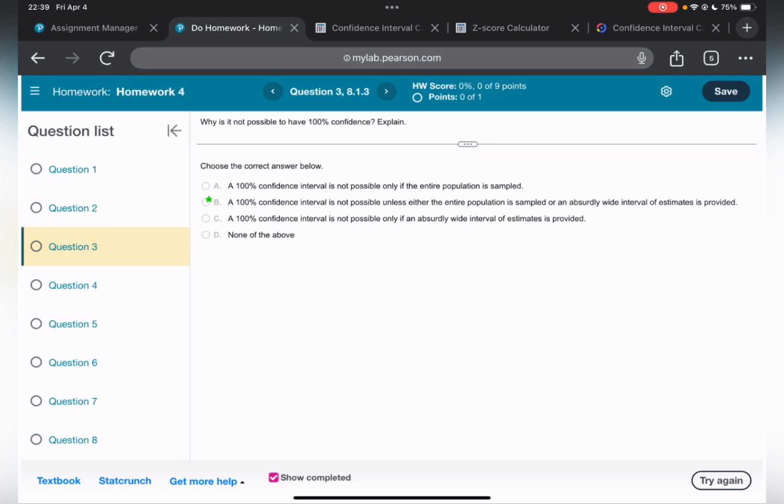Therefore, we give a confidence interval, meaning the average of the sample plus or minus some error. Well, let's see. A 100% confidence interval is not possible unless either the entire population is sampled, meaning what I said, questioning every single person in the population, or an absurdly wide interval of estimate is provided. Okay.